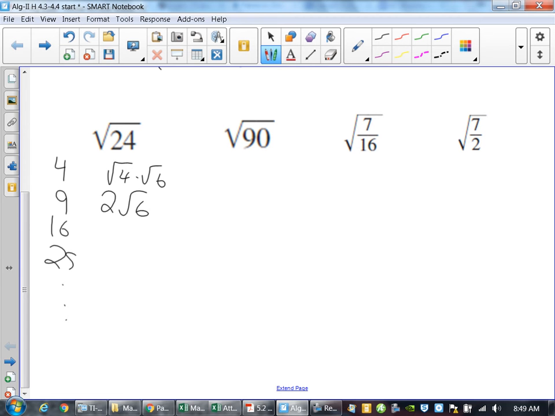I know you guys have seen this one. It's not that crazy. Well, there we go. Next one, in this one here, we have a 9. So the 9 works, it would be 3 root 10.